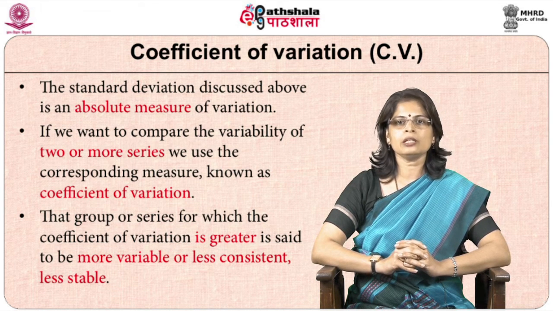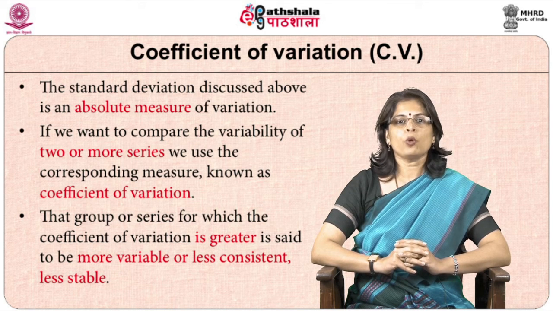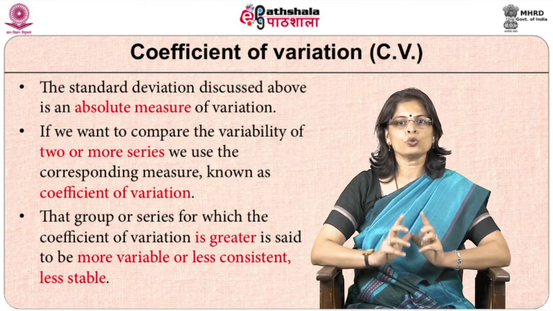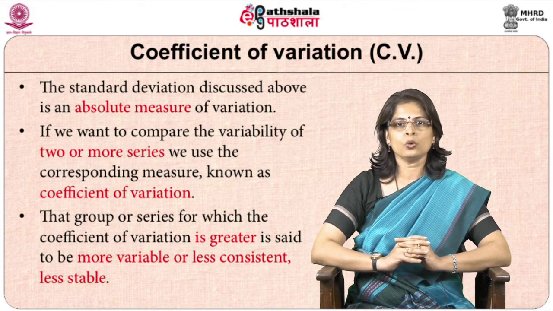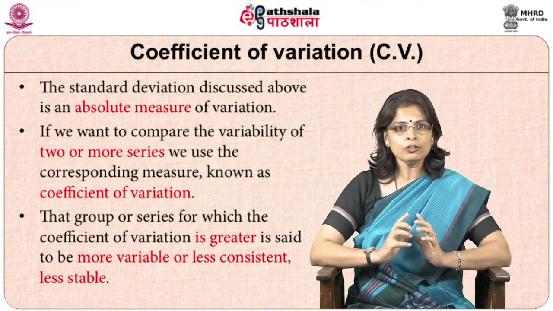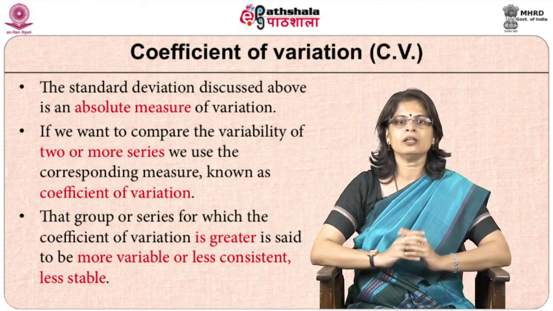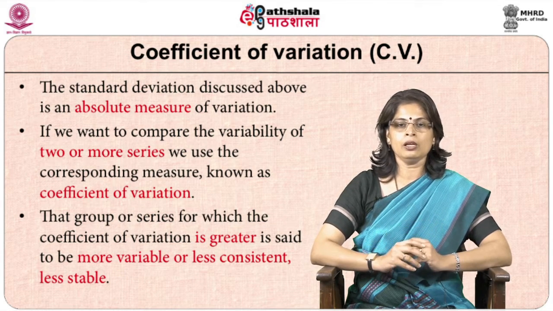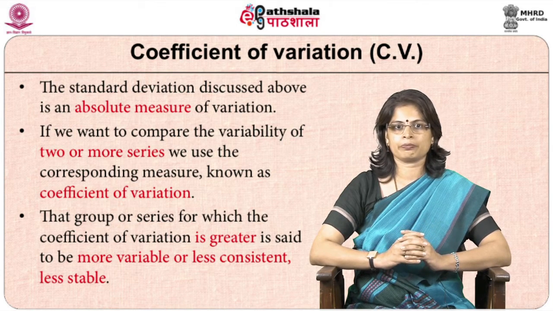Let us now come to coefficient of variation, which is usually abbreviated as C.V. The standard deviation discussed above is an absolute measure of variation. If we want to compare the variability of two or more series, we use the corresponding measure known as the coefficient of variation. That group or series for which the coefficient of variation is greater is said to be more variable, in other words less consistent and less stable.